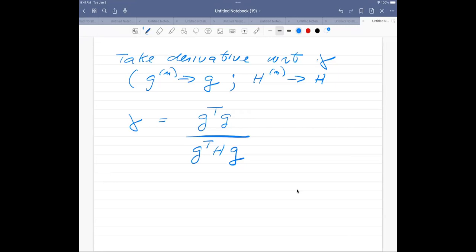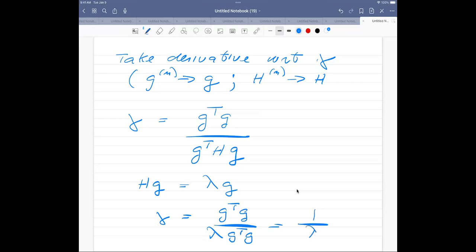And what we've done now is something which is also interesting, because we could assume that h times g, that these g's are eigenvalues of h. So if we do that, then we know that this gamma is simply given by g transpose times g divided by lambda times g transpose times g. So that is 1 divided by lambda. So we have a recipe then for finding the optimal gamma here, which is given by the eigenvalues.